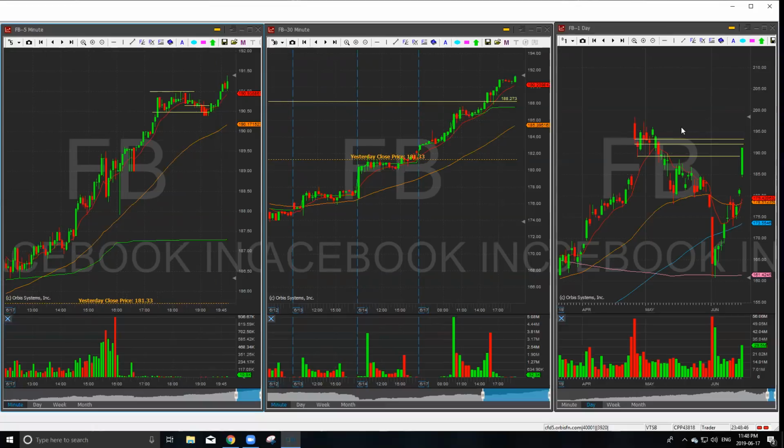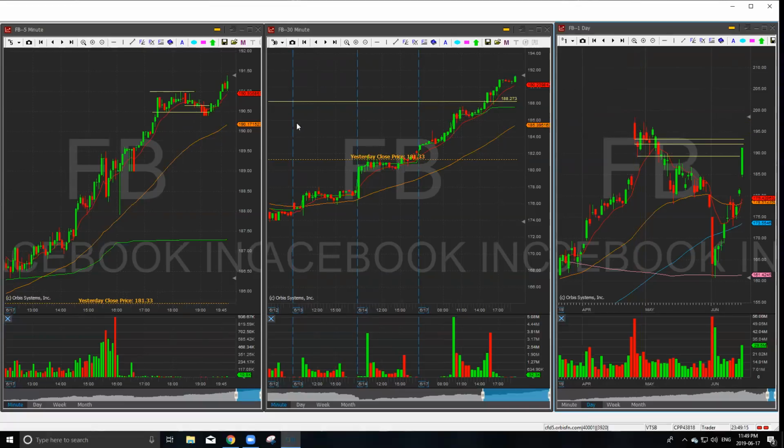Yeah, that's basically it on Facebook. Looking for a short play if it runs. 195, pretty key here. Let me see here. Volume on 195. No, I think it actually could run one more day. I mean, if all these shorts are looking to short it, then they're going to trap and squeeze this thing to all hell, right? So we'll see.